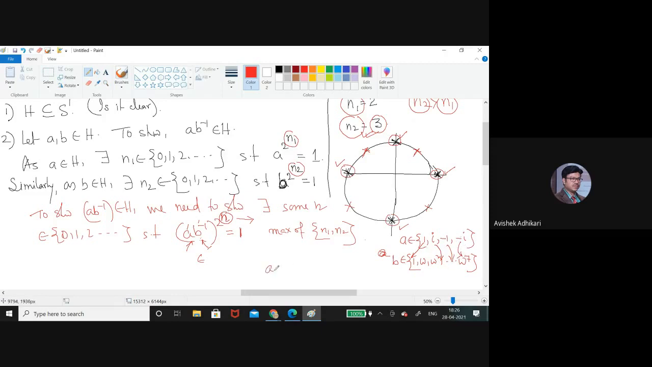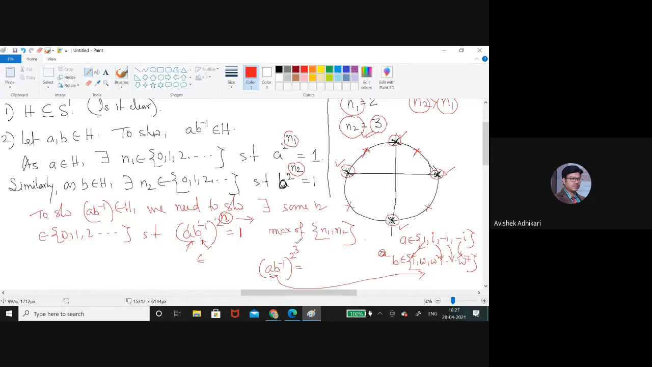So if I consider now A B inverse, and if I consider A B inverse to the power 2 cube, as my n2 is 3, which is the maximum of 2 and 3, then suddenly, since A is already considered here, A B inverse will also belong to some of these elements.